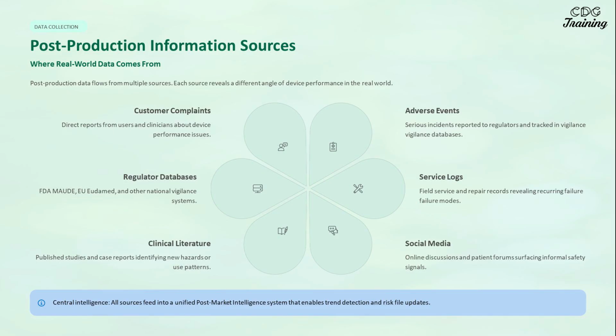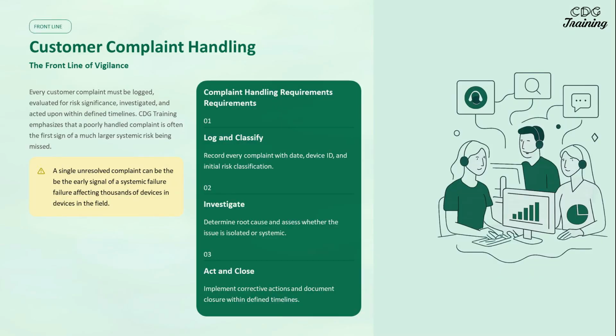Post-production data comes from various sources like customer complaints, regulatory databases, clinical literature, and social media. Centralized intelligence helps in real-time detection and risk mitigation. Effective complaint handling is vital for identifying systemic failures early. It involves logging, classifying, investigating, and closing complaints within defined timelines to ensure device safety.